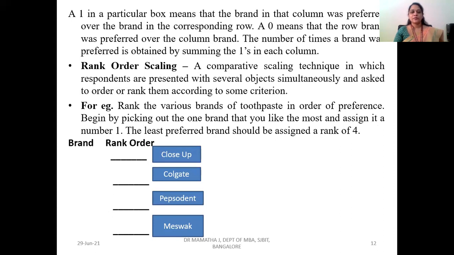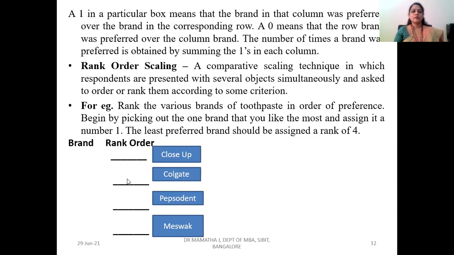For example, Close-Up, Colgate, Pepsodent, Vicco, so many others. You can give a list of brands of toothpaste to the customers or the respondents. So they begin by picking out the one brand that they like the most and assign it the number one. Okay, they'll name it as number one, and the least preferred will be ranked as four. Since we have used only four brand names here, you rank from one to four. So we'll give them a blank space where they can enter the rank.